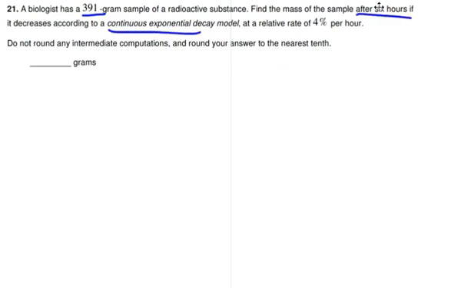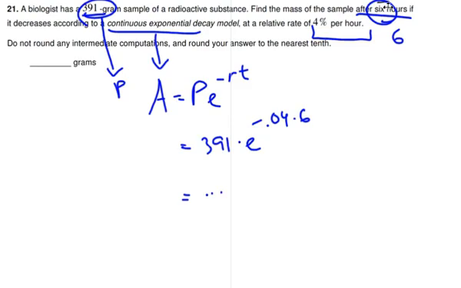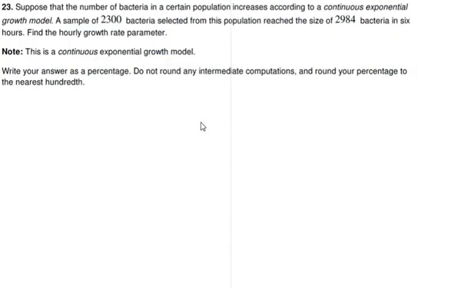Okay, 6 hours. Continuous exponential decay. 4% per hour. So that rate, like I said, is that much per time period, and this is the number of time periods. It's 391 grams. That's the principal. So we have 391 grams, e to the negative 0.04 times 6. It's hidden right up there. 6. Calculator will take care of that. Getting close to being finished.